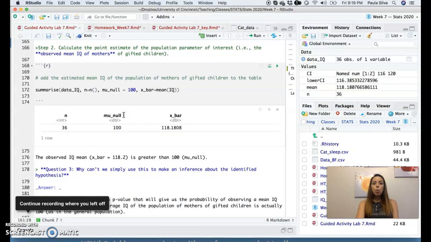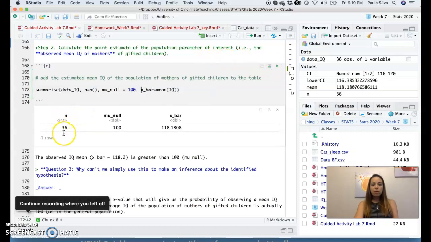Now, step 2, we need to compute the point estimate of the population parameter of interest, the observed mean IQ of mothers of gifted children. That is just the mean of the variable IQ, and we're going to call that X bar because that's the symbol for the mean of a variable in a sample. Remember, mu is the symbol we use to refer to the mean of the population, the thing we want to estimate, and X bar is the symbol we use to refer to the mean of the sample.